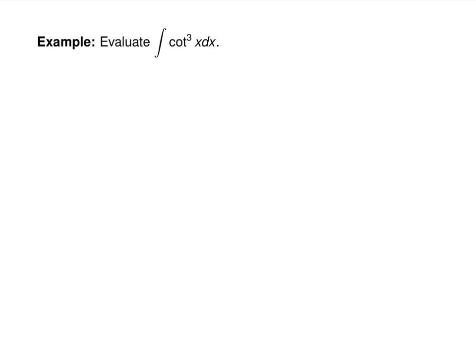The best idea I have is take off a cotangent and change the rest. Does that seem like a reasonable option? Sure. It probably also works to somehow revert sines and cosines. That's probably another method, okay? You might get the same answer.